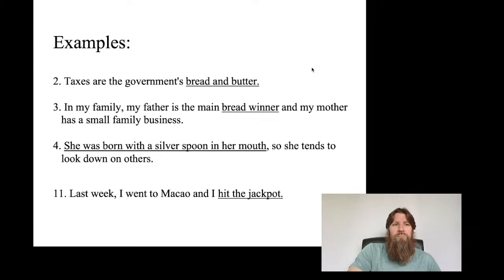If you're a wrestling fan, WWE, the bread and butter is to flip people around the ring, sort of thing, right? Number 3, in my family, my father is the main breadwinner, and my mother has a small family business. So this means that the father is the one who's making all the money, and the mother is making some supplemental income as well. Of course, you can always flip that around. My mother is the main breadwinner, and my father runs a small family business for whatever reason.